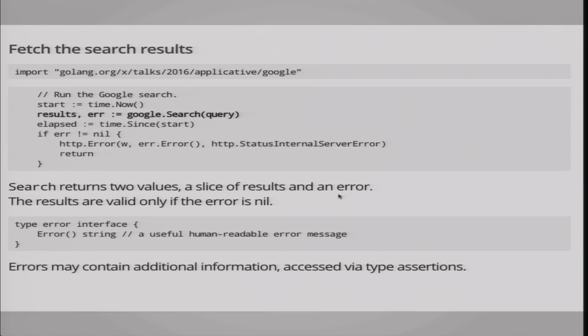But say we wanted to learn more. We wanted to find out, okay, what more can I learn from this error in terms of structured information? Was there a timeout or something else? You'd use type assertion to find out more about that, either using other interfaces or if you know the concrete type you're looking for.